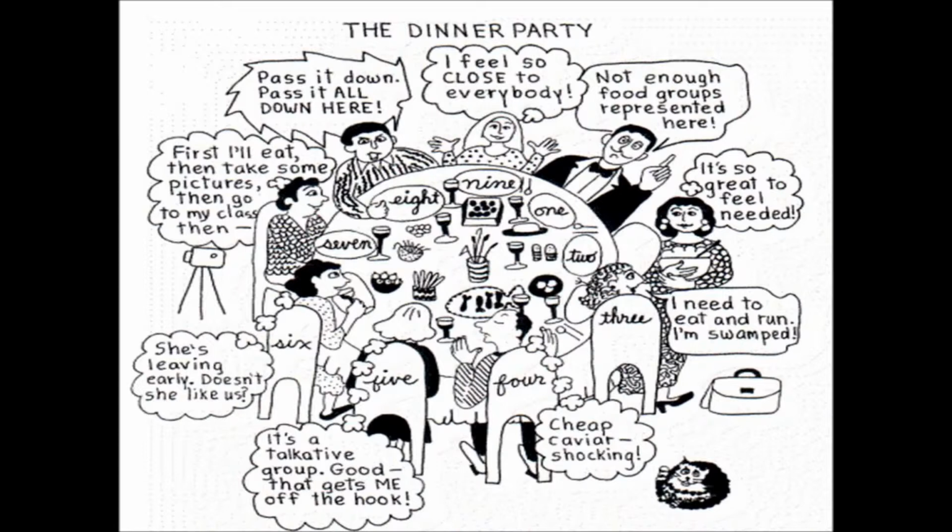The 6 might say, "She's leaving early, doesn't she like us?" The 7 might say, "First I'll eat, then take some pictures, then go to my class, then da-da-da-da-da." The 8 might say, "Pass it all down here." And the 9 might say, "I feel so close to everybody."